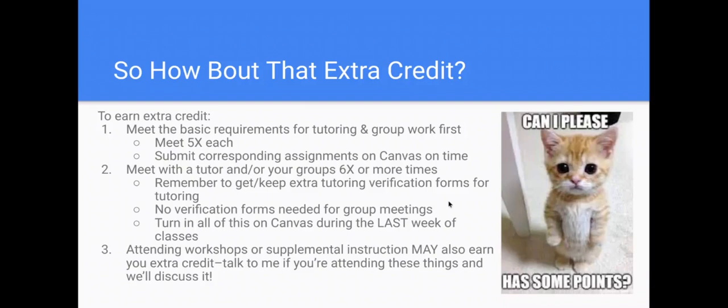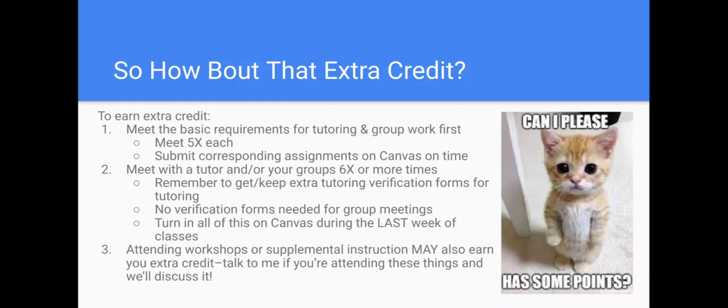Speaking of extra credit, to earn extra credit, you need to meet those basic requirements for tutoring and or group work first. So make sure that you are seeing a tutor 5 times throughout the semester and checking in with your group 5 times throughout the semester. Beyond that, if you meet with your group and or a tutor 6 or more times, you can get extra credit. You do need extra tutoring verification forms if you're doing extra tutoring. You do not need any kind of a verification form for those group meetings. I just take your word for it.